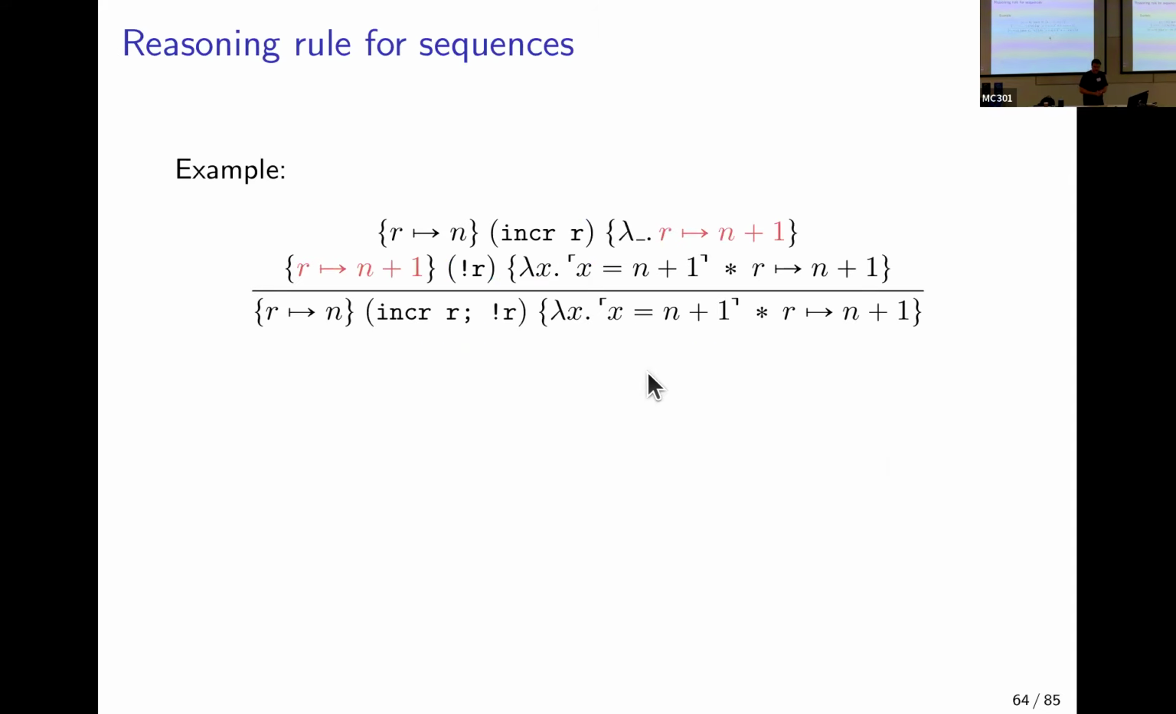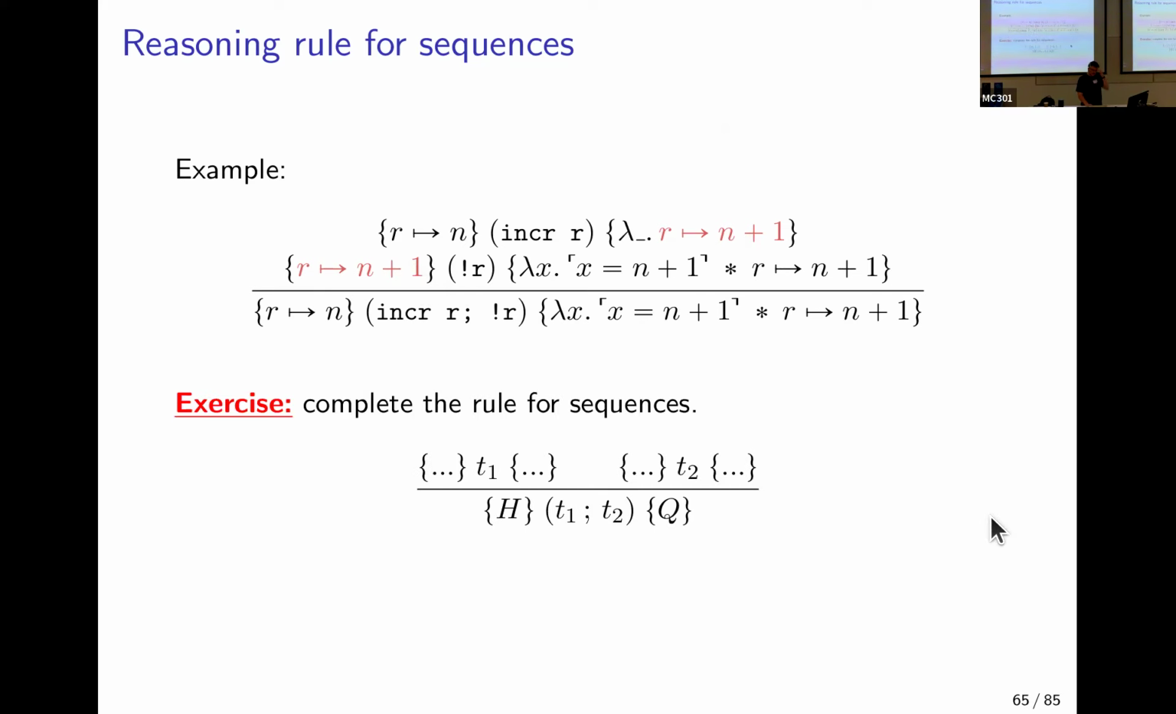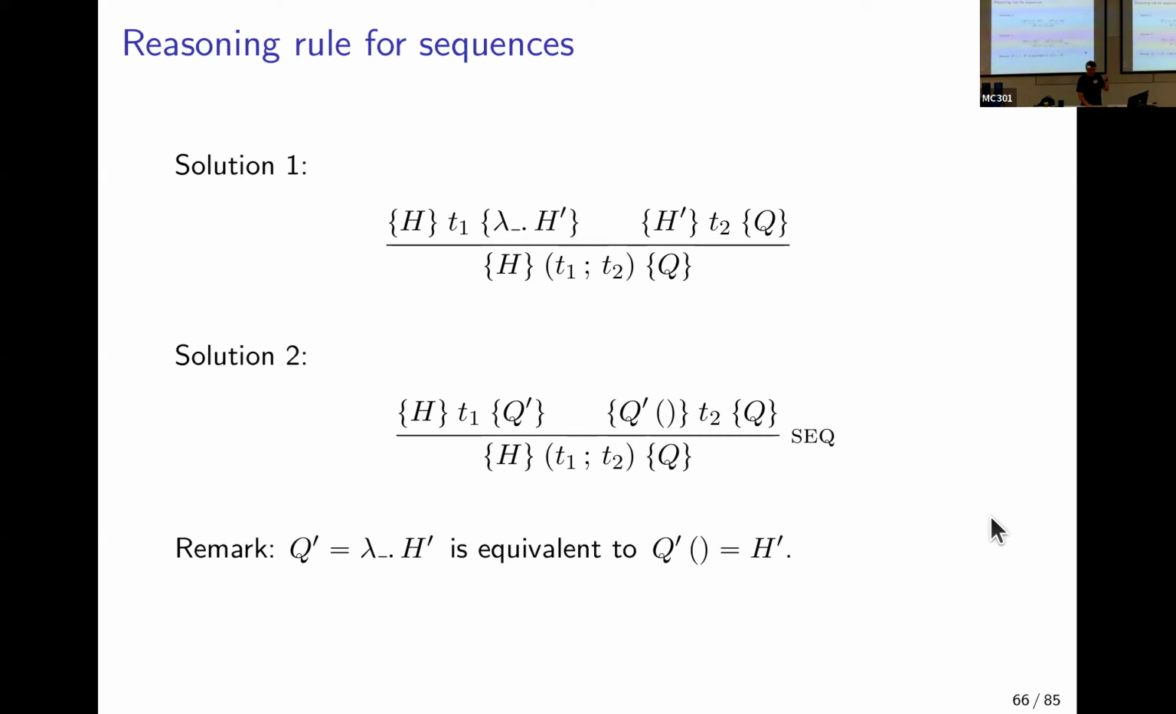When you want to reason about sequences, you need to have a rule for it. So if you have inc of R, so increment R by 1, and then bang R, get the value of the reference R, you probably want to have some specification like this: R points to N, and at the end we have N plus 1, and R is incremented by 1. So you need to invent a postcondition for the first part that will be the precondition for the second part. So the rule that corresponds to it is the following.